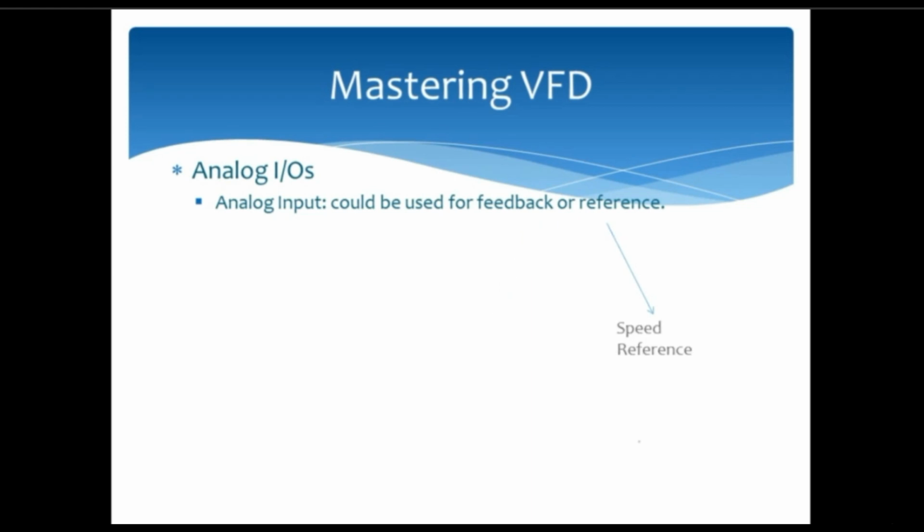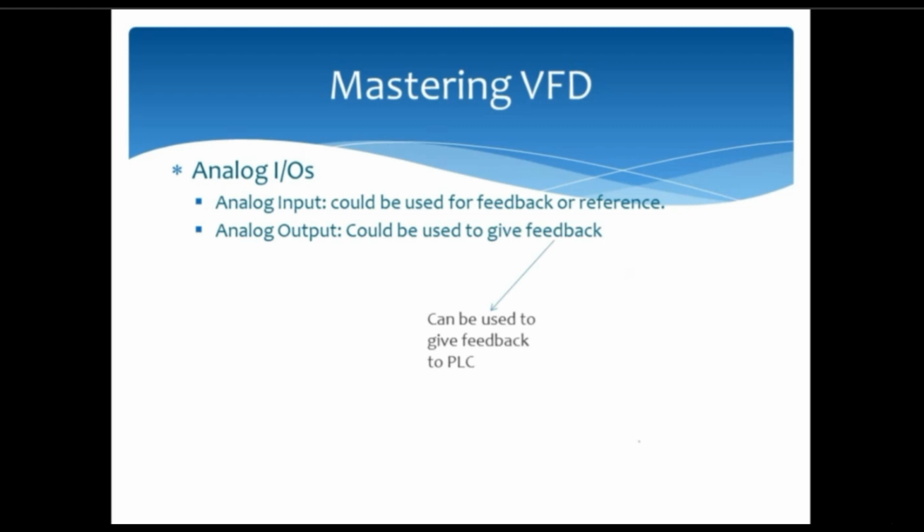Similarly, we have analog output. It can be used to give feedback to the PLC, or we can put an external display and select the function in the VFD. For example, we can select speed feedback. So what will be the speed? We'll be able to have an external display to read.